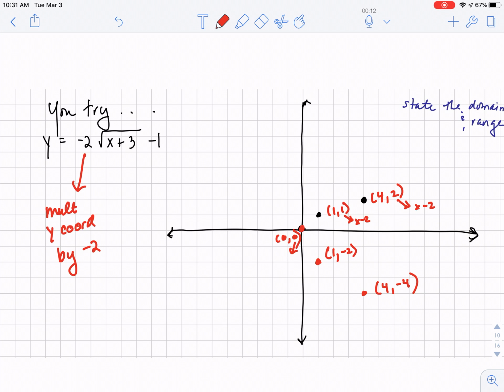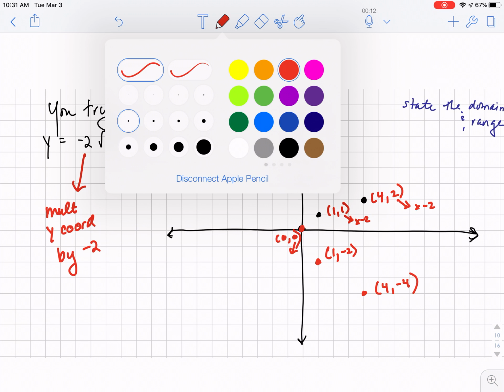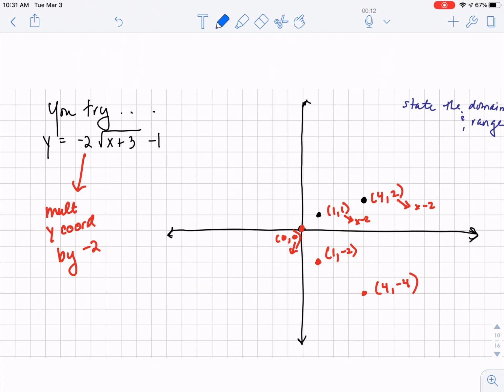Okay, so two things happen with that. It's a flip over the x-axis, and that's why it's a negative number, and it's also kind of a stretch. Notice that it's a little bit of a steeper curve. All right, but we're not done yet, because now I've got to do the horizontal and the vertical shift, so I'll do those in blue.